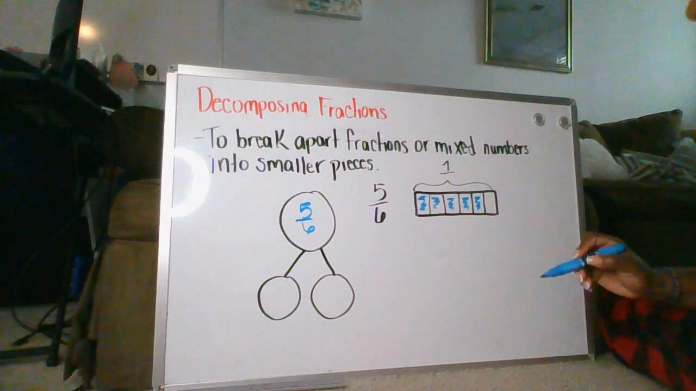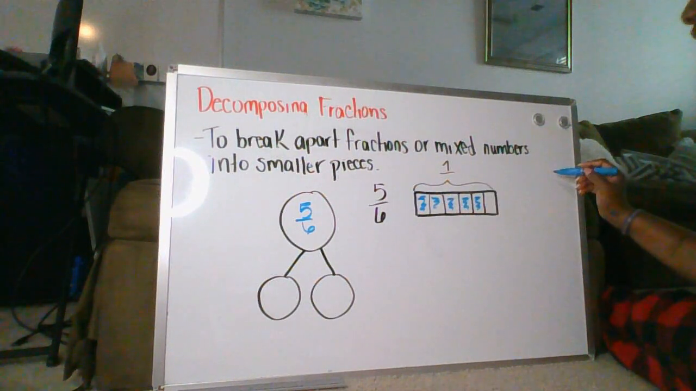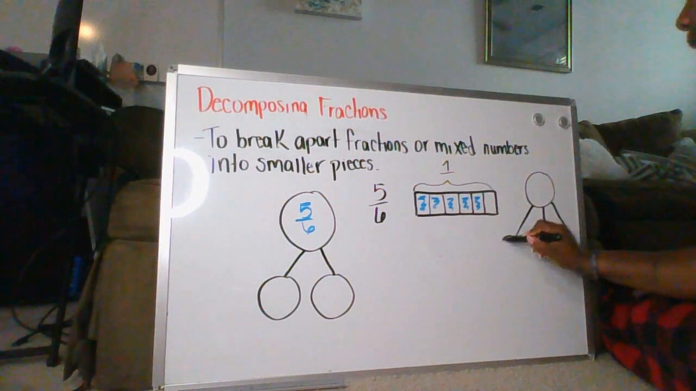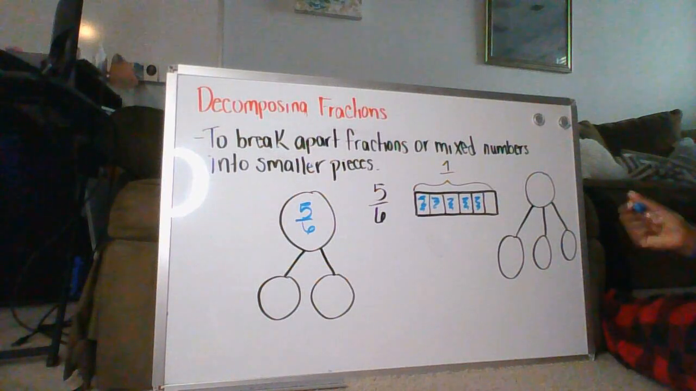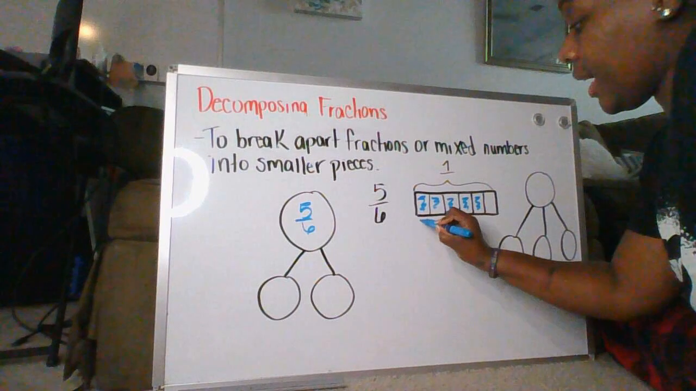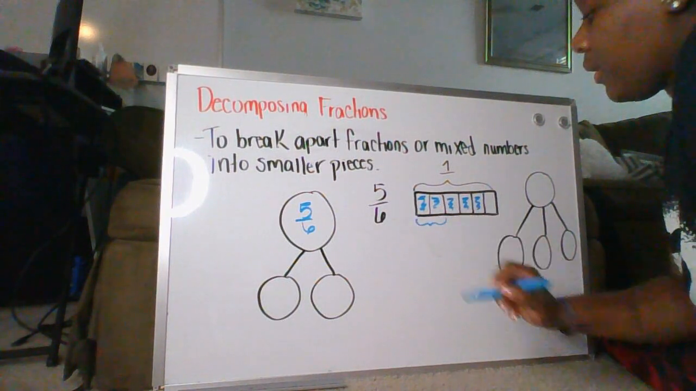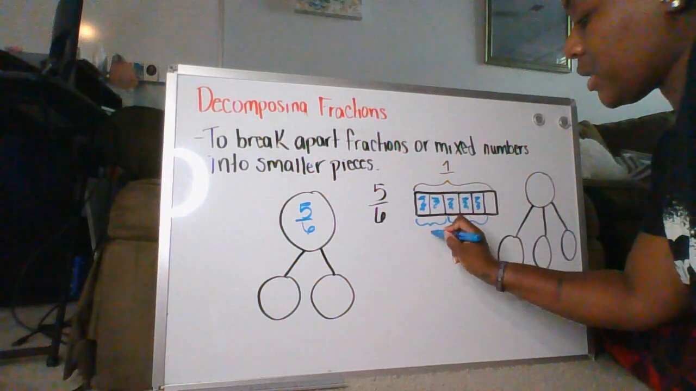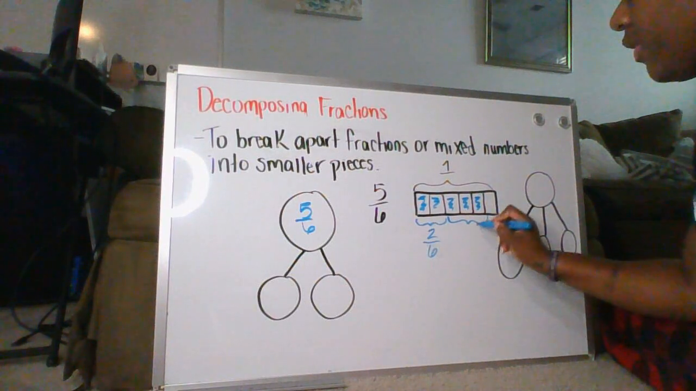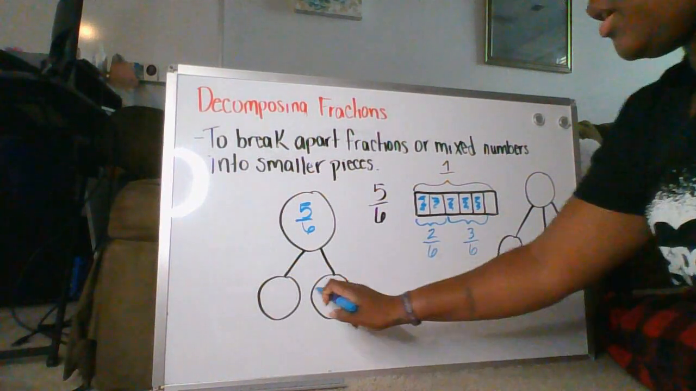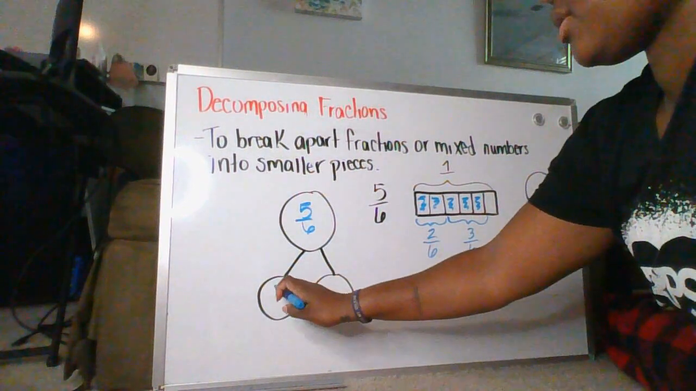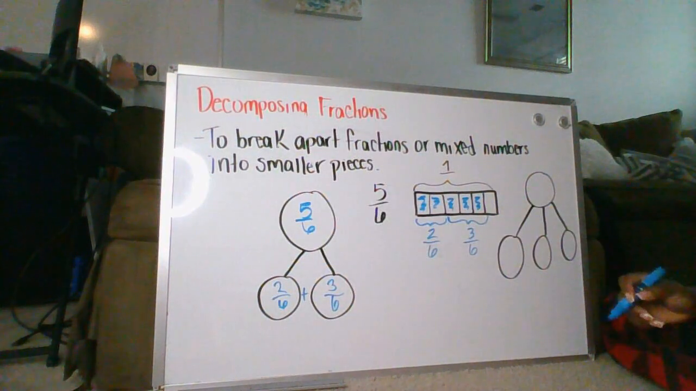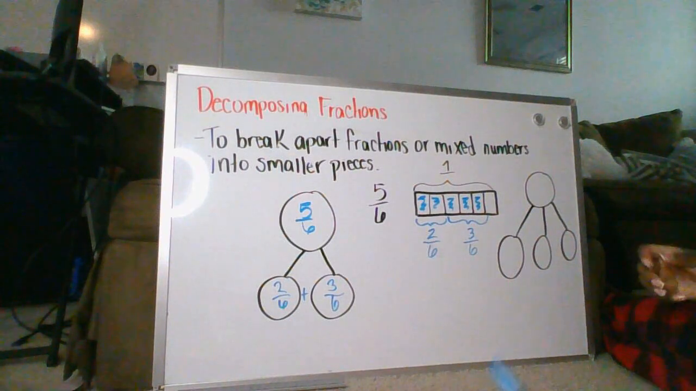Now, there's many ways that we can do this. So I'll draw another number bond on the side, just so we can see that this can be done multiple ways, right? So one way is I can take 2 of these and then 3 of these to make 5/6. So this would represent 2/6, and this would represent 3/6. Then I put them over here in my number bond, and I say that 2/6 plus 3/6 is equal to 5/6, right? That's one way we can do it.